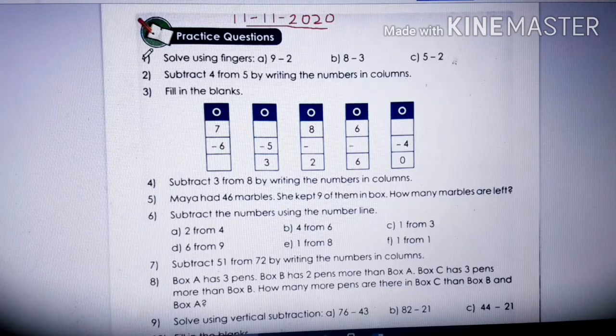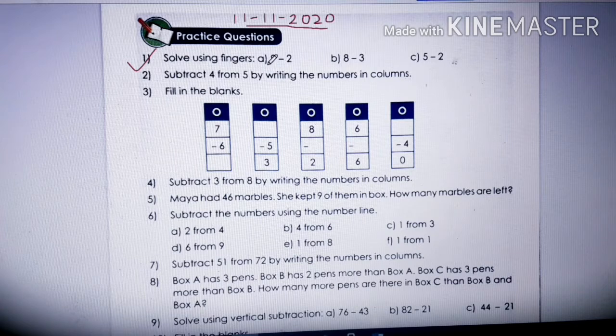So children, let's start the class. Let's start with our practice questions which is in your workbook. Question 1. Solve using fingers. Now children, you know how to use your fingers, right? So you write down this question, solve using fingers. Write A, 9 minus 2.